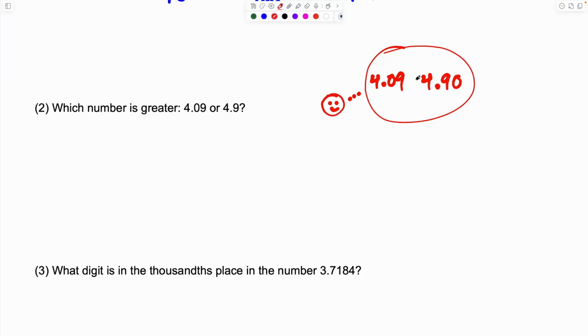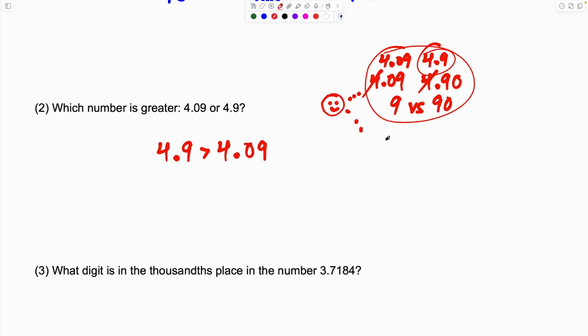Now I look at these numbers and say, okay, they have the same amount of digits to the left and to the right of the decimal place. So now comparing them becomes a bit easier, because the 4s are the same, so I just ignore those. Then it's like I'm comparing 9 versus 90, and I know that 90 is the bigger number. So that tells me originally that 4.9 compared to 4.09, 4.9 is the greater number. Okay, so this number here, 4.9, is greater than 4.09.